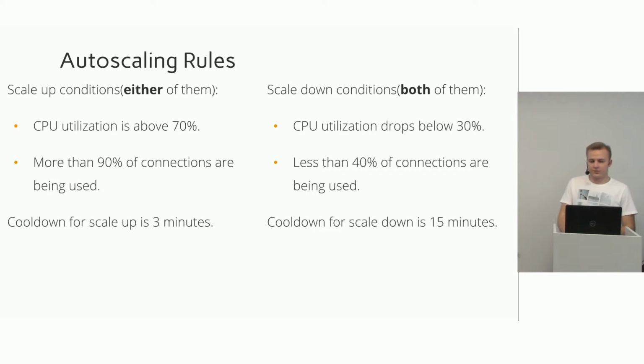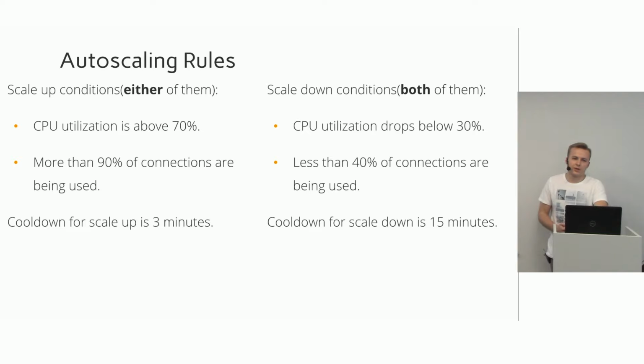So for scale up, you should reach one of the rules. Your CPU should be above 70% used, or you should use more than 90% of connections. And the cooldown for scale up is 3 minutes. And for scale down, you should reach both rules. So your CPU utilization should drop below 30%, and you should use less than 40% of connections. And the cooldown for scale down is 15 minutes.